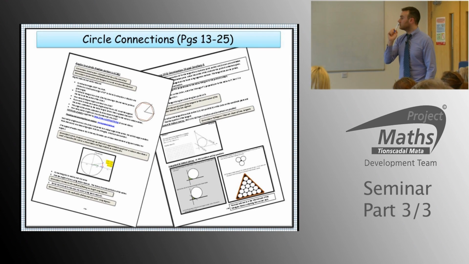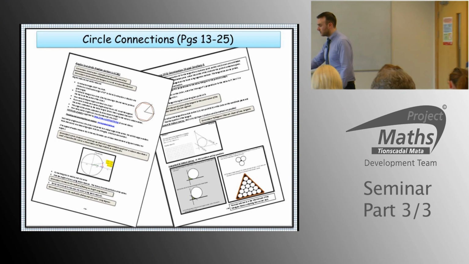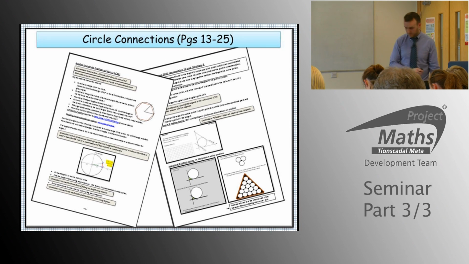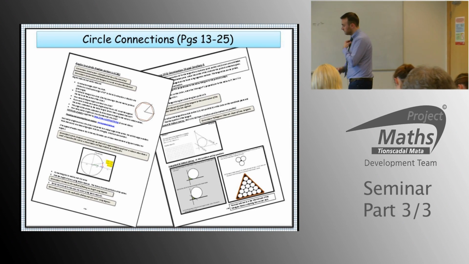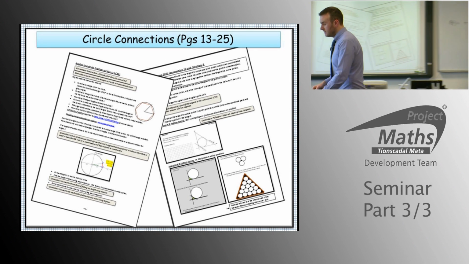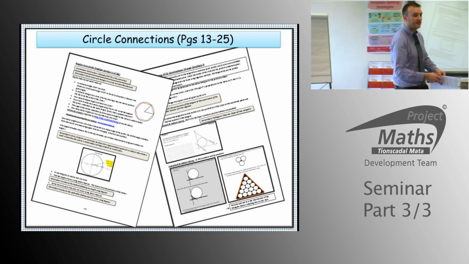So can you just go to your booklet a second? And if you just look at page 13, please, first. So starting on page 13, this is a fantastic resource. This is where one teacher has taken a look at the circle across Leaving Cert and connected it up to as many places as she could.